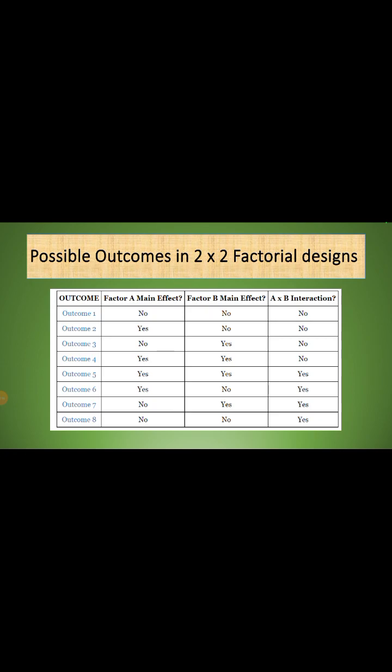This is Mr. Joe from Group 9, and today we will be discussing the outcomes of factorial designs. There are eight possible outcomes, outcome 1 to 8, with factor A and factor B. As you can see on the screen, you can identify the main effect of factor A and factor B.